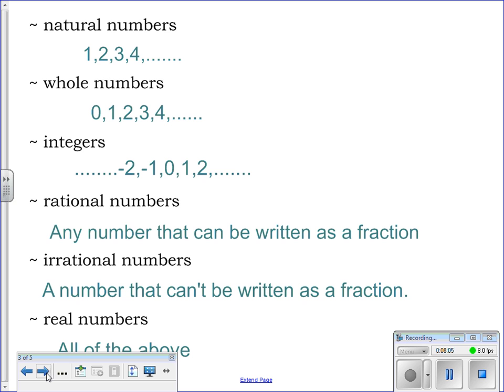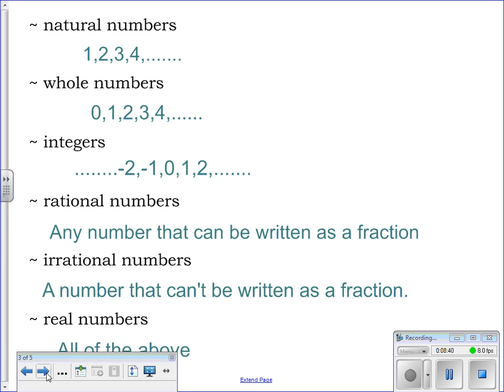Integers. Integers come from when we started having negative numbers. Notice what's missing from the first 3: any sort of fraction or decimal. And then we get to rational numbers. Rational numbers are any number that can be written as a fraction. All of these that pre-exist up here are also rational numbers, because I can take any one of those and make it a fraction by putting a 1 underneath.